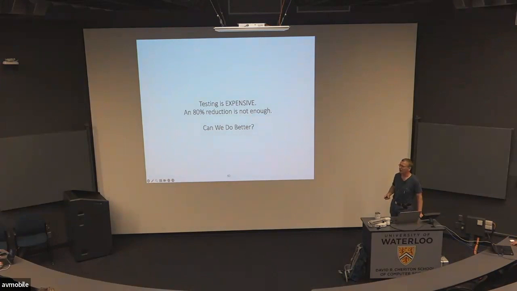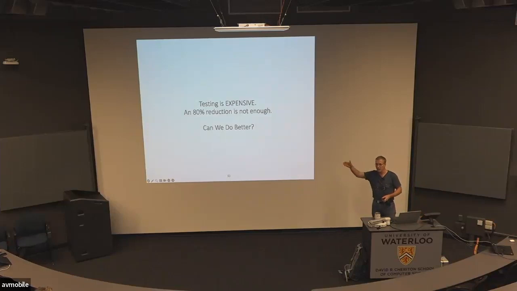Those that actually do have good testing practices have test suites that are so big that they can't run them all. They have different regimes for running them: a 10-minute regime to run during the day, an overnight regime, a weekly regime, a monthly, and some have even longer cycles. And some of them don't run their entire test suite at all. So an 80% reduction is not enough. Can we do better?